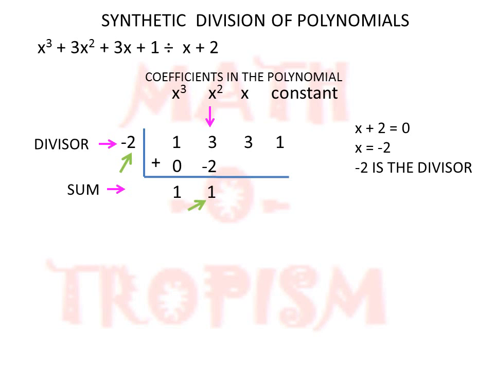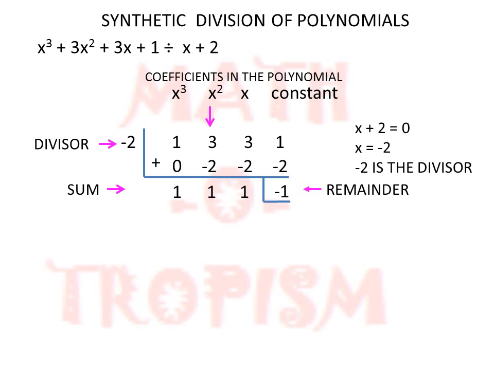So again the divisor is minus 2 and the present sum is 1. So the next entry will again be minus 2. Again 3 minus 2 gives me a 1. Then minus 2 into 1 gives me minus 2, which I write under 1. And so the last entry is going to be minus 1, which is nothing but the remainder. It means that x plus 2 is not a factor of the given polynomial.